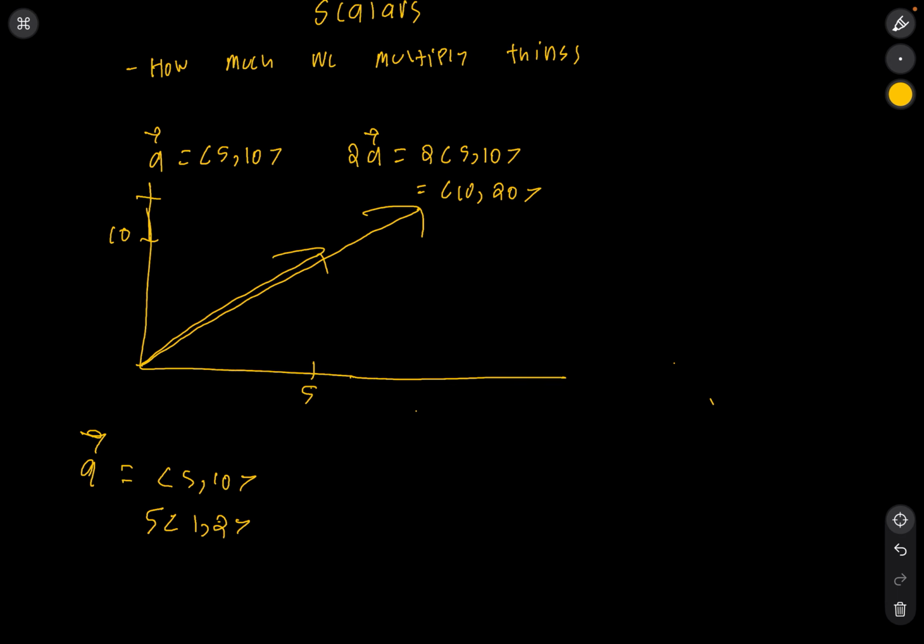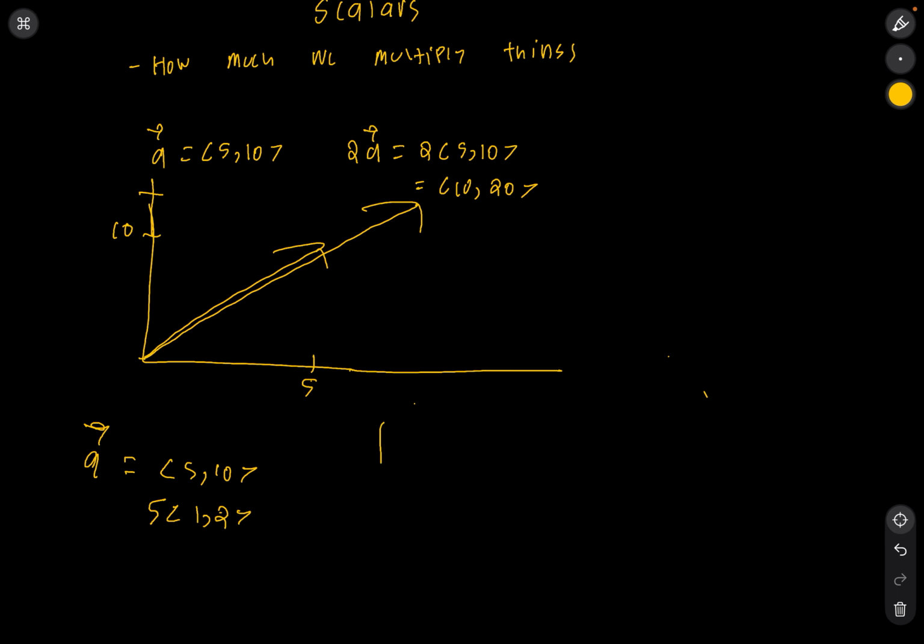So you could really say that the original vector 1, 2 is actually the original vector, because it just has a scalar of 5.